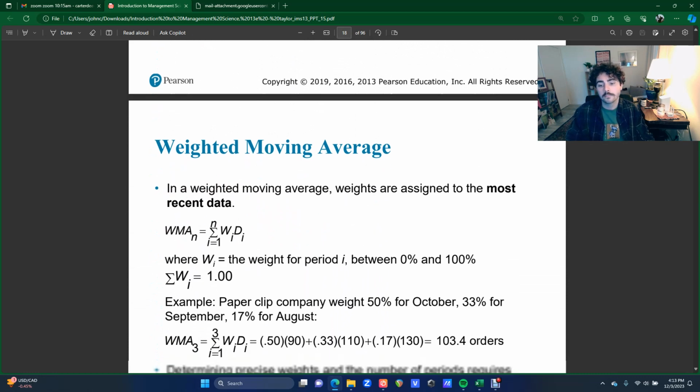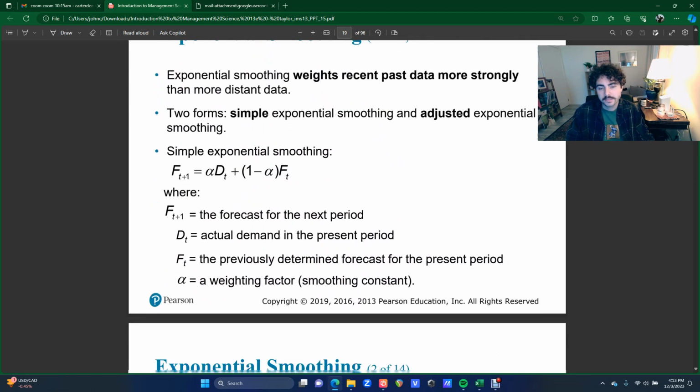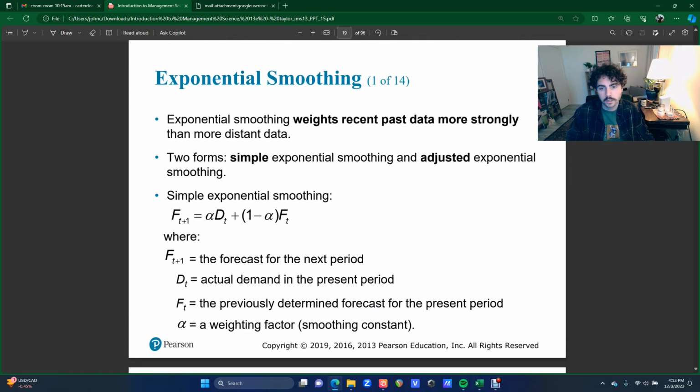Now, let's talk about exponential smoothing a little bit, and we'll talk about an example. So, exponential smoothing weights recent past data more strongly than distant data. Okay, so there's simple exponential smoothing. We'll talk about how that's calculated. It's basically just alpha times the demand plus 1 minus alpha times the forecasted value. So demand's like the true value, forecasted is what you've already predicted, right?